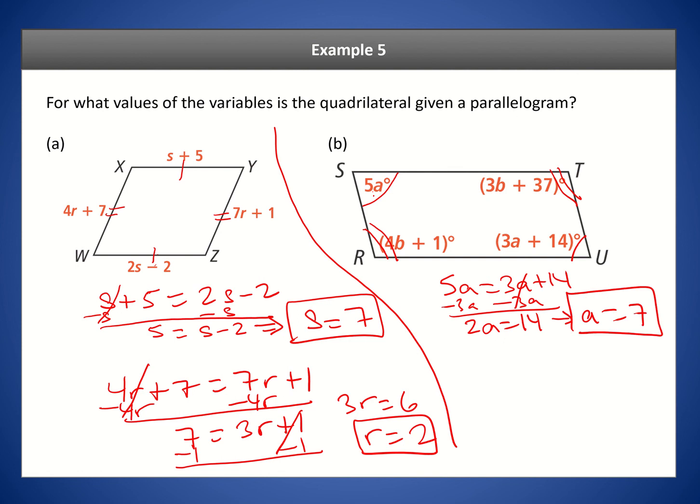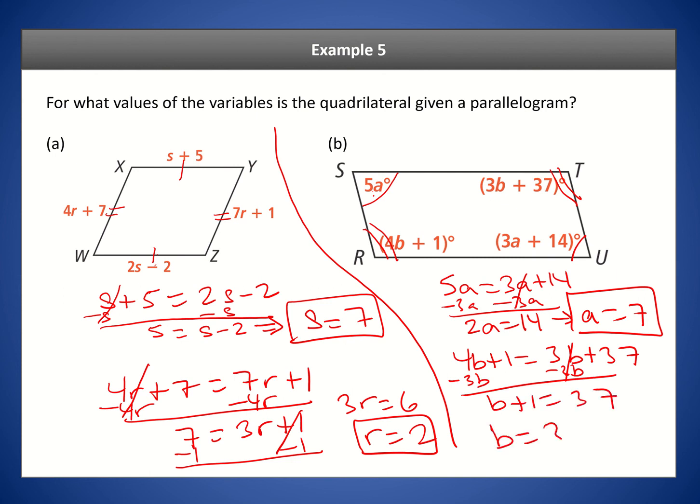And then we'll set these angles equal. 4b plus 1 is equal to 3b plus 37. We'll subtract 3b on both sides, leaving us with b plus 1 equals 37, which means b has to be 36 because 36 plus 1 is 37.